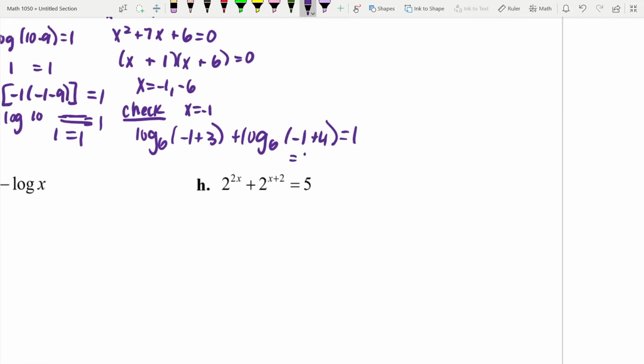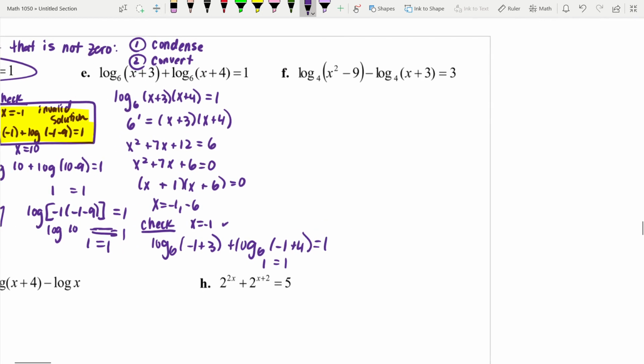Grab your calculators. Looking like it's going to work because I'm not taking the log of a negative, right? Grab your calculator and go log 2. Negative 1 plus 3 is a 2, divided by log 6, close that off, plus log, negative 1 plus 4 is 3, close it, divided by log 6, close it, enter, and I got 1 equals 1, it checks out fine.